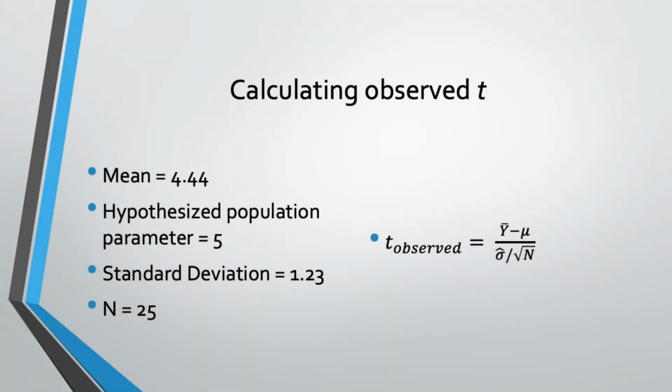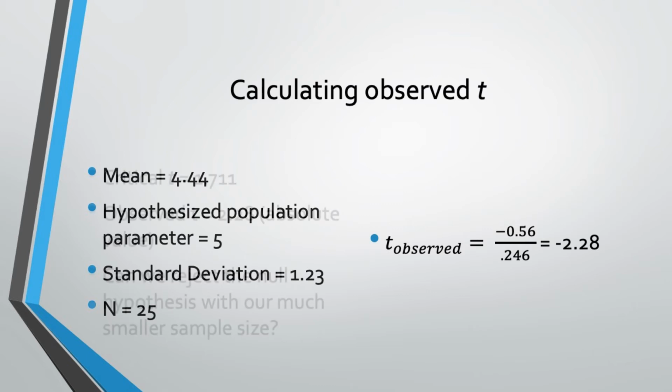We take the sample mean, 4.44, we subtract the hypothesized population parameter, which is 5, and then we divide that by the standard error. We have all the information we need to calculate that: the standard deviation divided by the square root of n, which would be 25. So here we've plugged everything in: 4.44 minus 5, divided by 1.23 divided by the square root of 25. We do some math, and we get our observed t, which is negative 2.28.